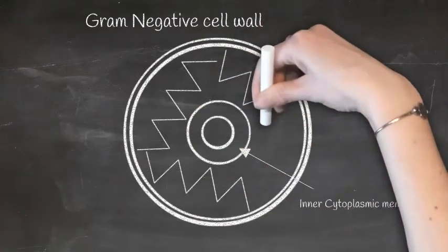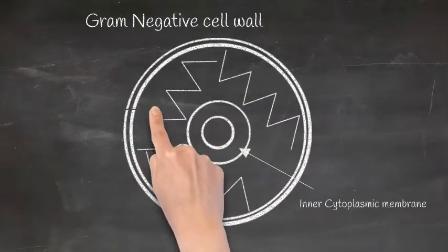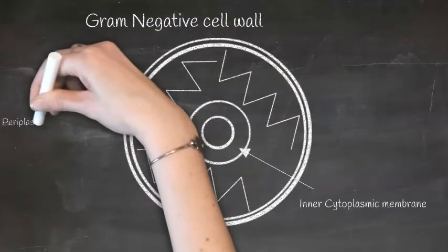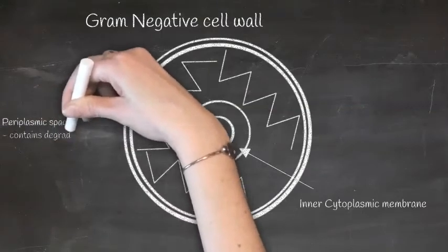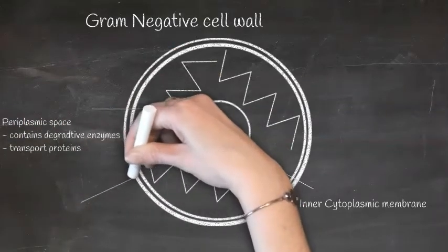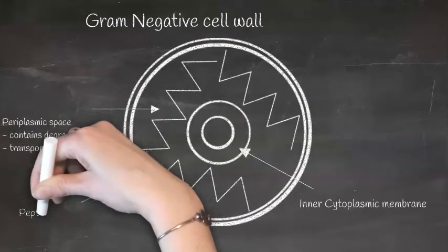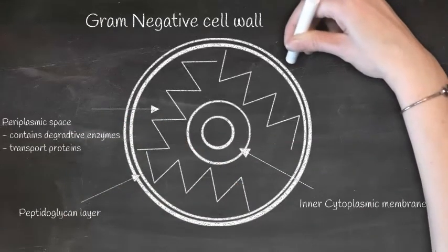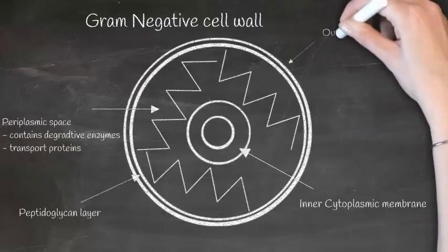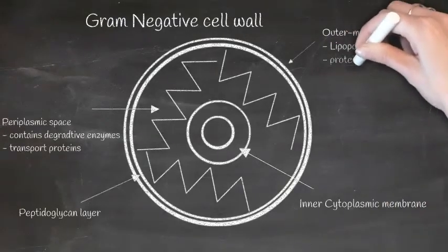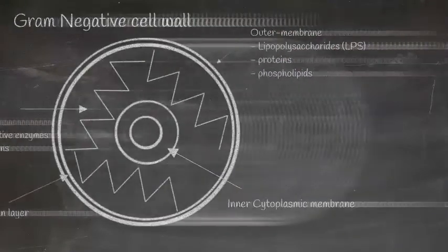Outside this space, we've got the small layer, which is called the peptidoglycan layer. Again, this layer is much smaller than the one in gram-positive, and because of this, the cells are consequently more susceptible to physical damage. Then we've got the outer membrane. The outer membrane is distinguished by the presence of embedded lipopolysaccharides, LPS. We've got some proteins, and some phospholipids, which are in the outer membrane of a gram-negative cell.